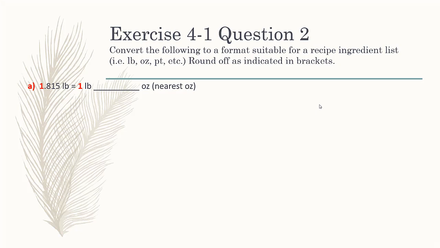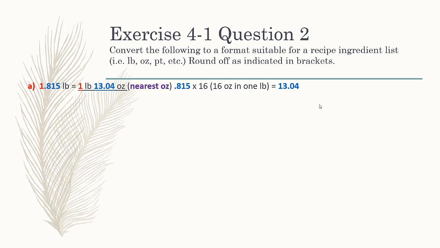So instead of dividing like we did in the last question, in this question here, we are going to multiply. But what's very, very important is we understand that we multiply the decimal 815, not just 815. You have to have the decimal in there. And what do we multiply it by? The relationship between ounces and pounds. So decimal 815 times 16 equals 13.04 ounces.